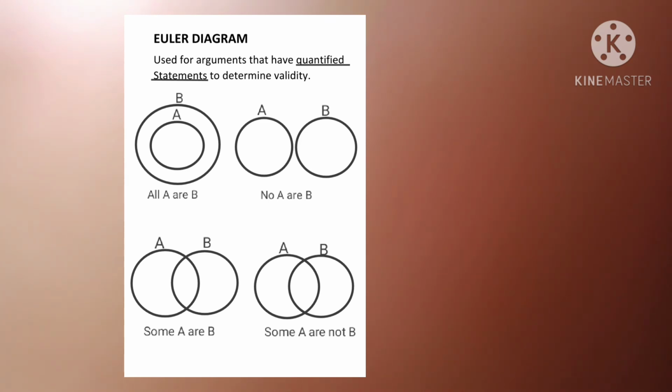First, all A are B, with A inside of B in the diagram. Second, no A are B. Third, some A are B. And the last, some A are not B.